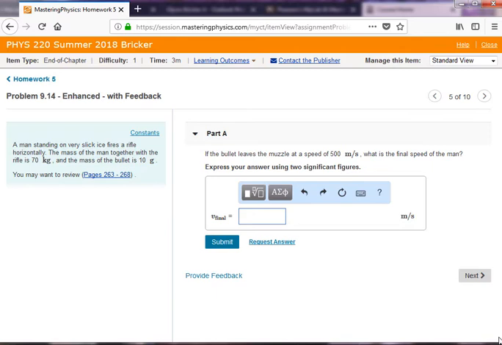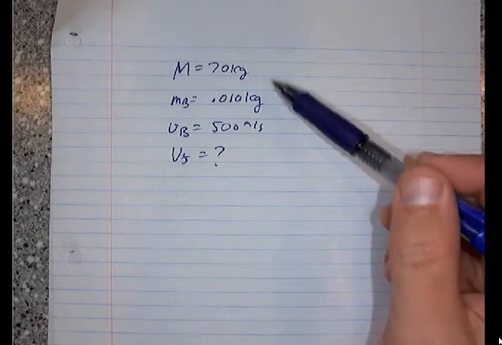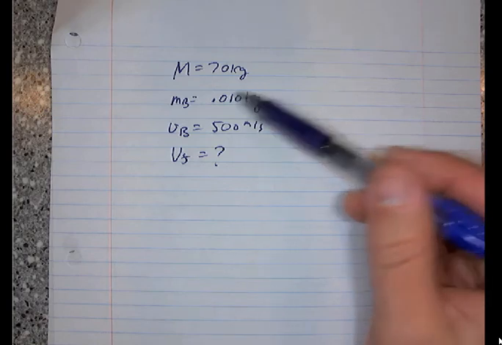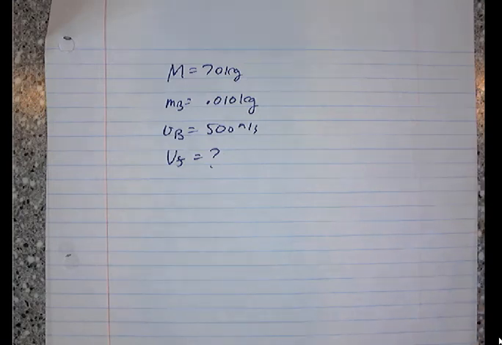If the bullet leaves the muzzle with a speed of 500 meters per second, what is the final speed of the man? So when the man is standing on ice and he shoots the rifle, the bullet goes one way, the man and the rifle have to recoil the other direction. And we want to know what is the final speed of the man and the rifle together. Okay, let's solve this. I have man and rifle as big M, mass of the bullet, we'll just call it MB, speed of bullet 500, speed of man and rifle together, they call it V final.